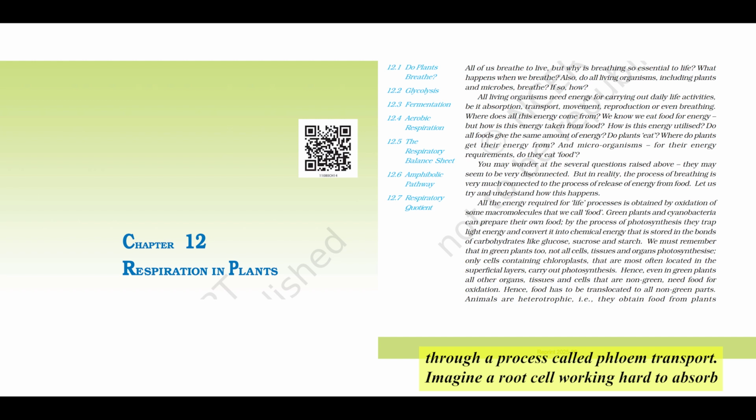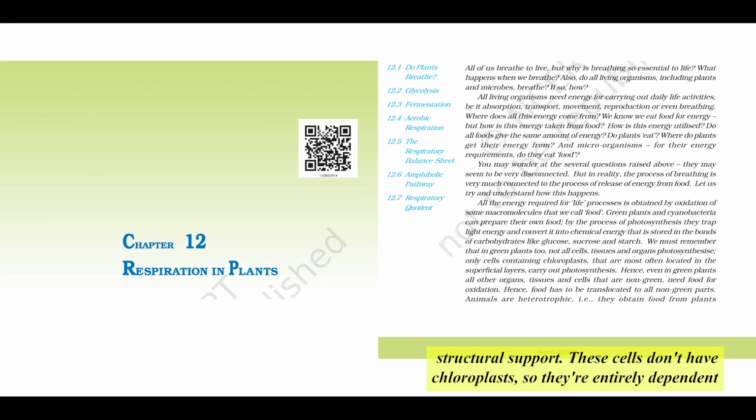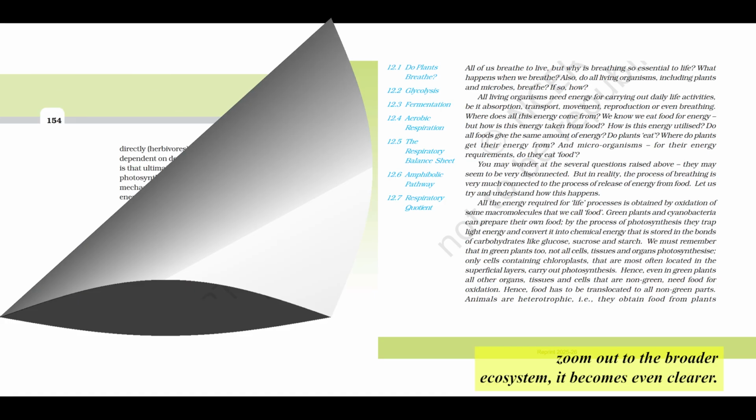Imagine a root cell working hard to absorb water and minerals deep underground, or a cell in the inner woody part of a tree stem providing structural support. These cells don't have chloroplasts, so they're entirely dependent on the food manufactured in the leaves. They are like non-producing departments relying on the central factory. And if we zoom out to the broader ecosystem, it becomes even clearer.